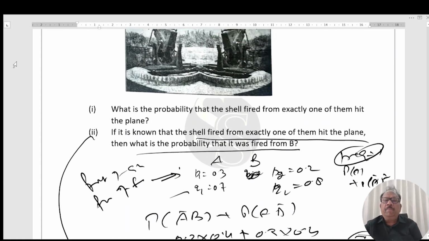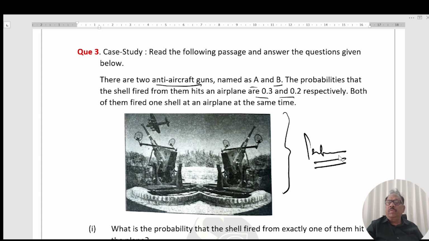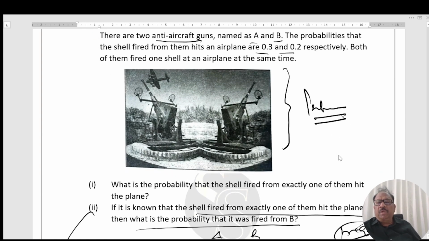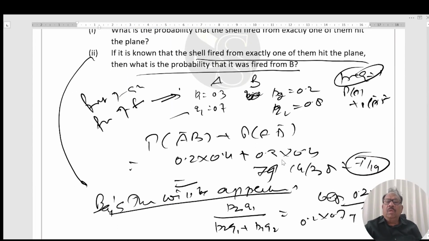Let me repeat it again. This is the case of probability. What is the probability that exactly one of them hits? Either A will hit or B will hit. If A hits, B should be the complement. If B hits, A should be the complement. Independent. If it is known that exactly one of them hit the plane, then what is the probability that it was from B? B is the success, so A should be the failure, divided by the same plus A hit and B failure. This is the Bayes theorem, right?